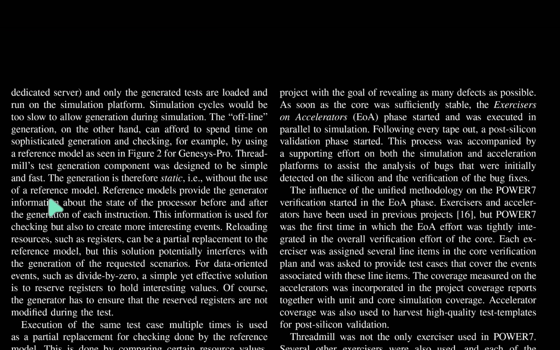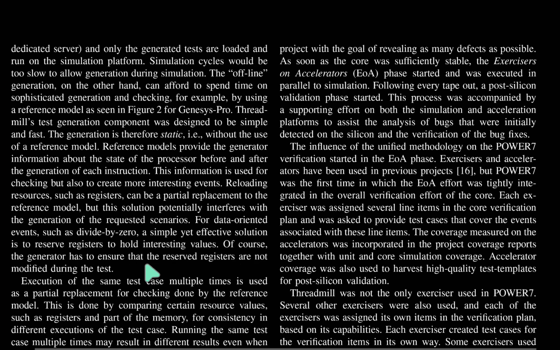A reference model is provided to generate information about the state of the processor before and after the generation of each instruction. This information is used for checking, but also to create more interesting events. Loading the resources, such as registers, can be a partial replacement for the reference model, but this solution potentially interferes with the generation of requested scenarios. For data-oriented events, such as divide by 0, a simple yet effective solution is to reserve registers to hold interesting values. Of course, the generator has to ensure that the reserved registers are not modified during the test.